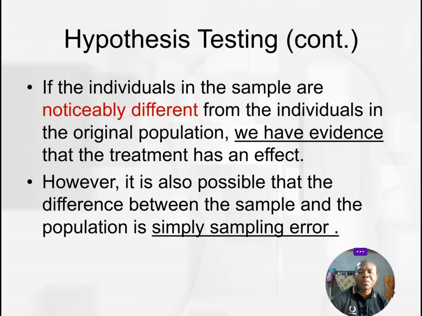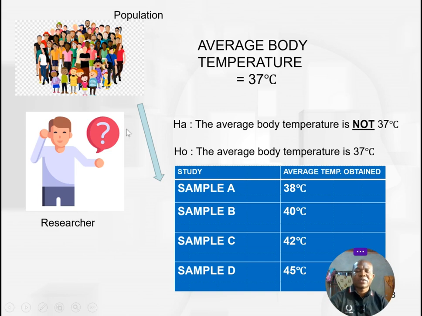But however, it is also possible that the difference between the sample and the population is simply due to sampling error. There are times we conduct research, maybe because we didn't follow normal protocol, research procedure, we may get something that looks plausible, something okay. But in hypothesis testing, the goal is to establish that what we got is not actually due to sampling error, maybe little error from the researcher himself. So that is actually the concept of hypothesis testing.